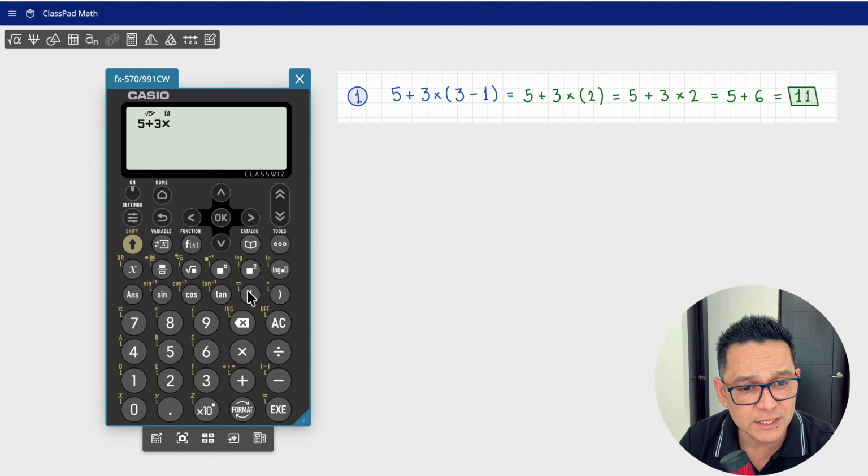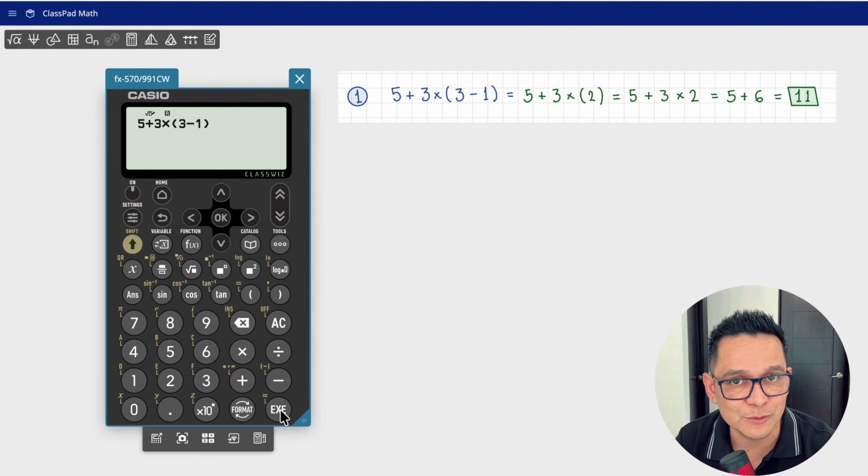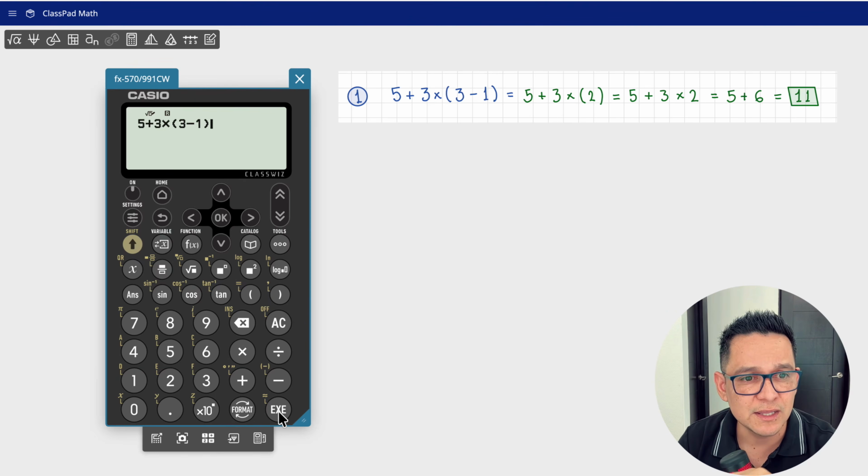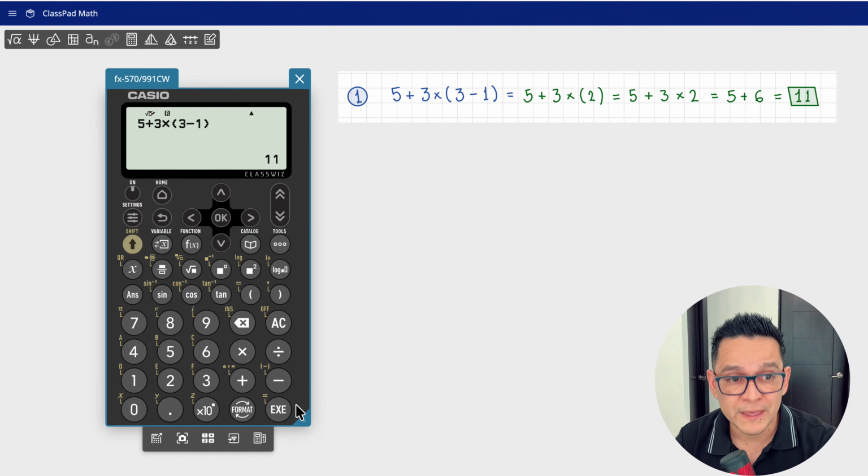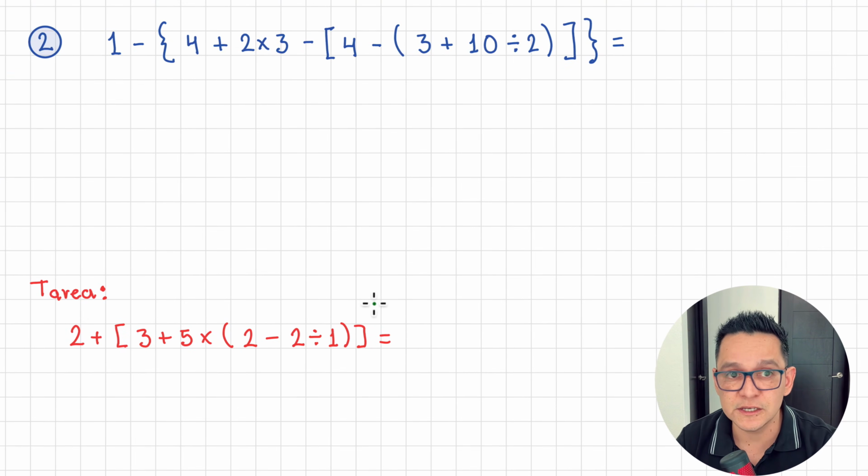Notice that on this calculator, the parenthesis is right here. So let's press it. And now we enter 3 minus 1. We close the parenthesis and let's hit enter. It should give me 11, right? Let's see if that's true. We hit enter and look. Indeed, the correct answer was 11. So that means what I did was correct.